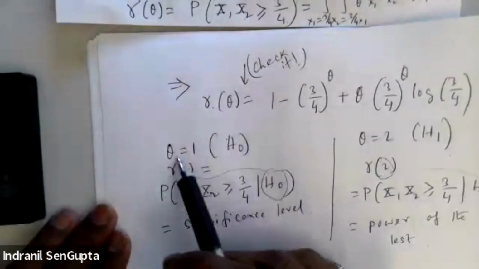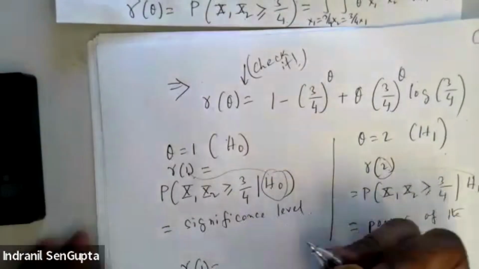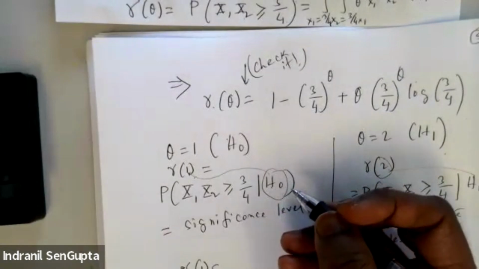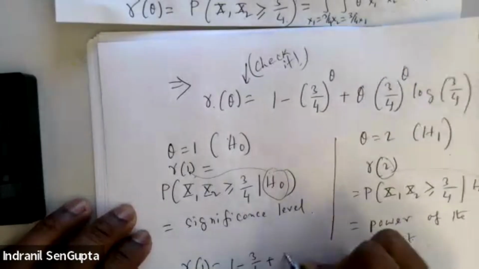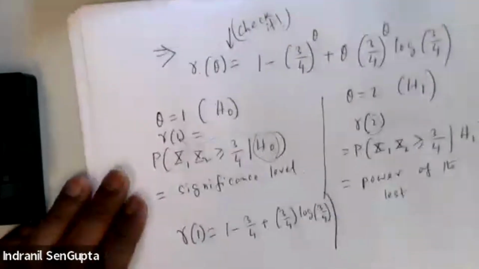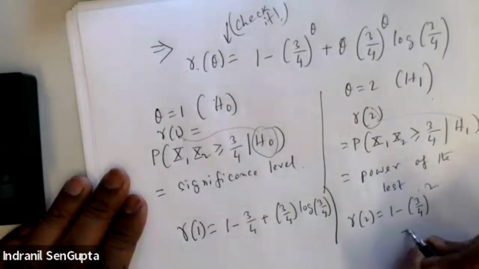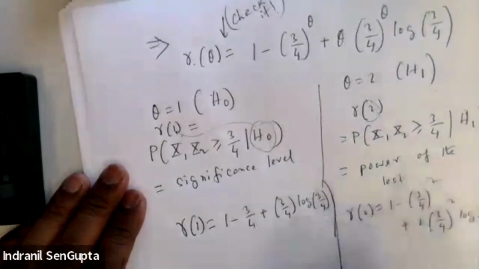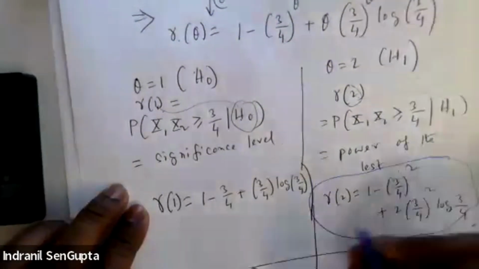Now, we have already computed this longer expression. So gamma of 1 is what we get if I plug in theta equals 1, and gamma of 2 when I plug in theta equals 2. So gamma of 1 is 1 minus 3 over 4 plus 3 over 4 log 3 over 4, and that is the significance level. And gamma of 2 is 1 minus 3 over 4 squared plus 2 times 3 over 4 squared log 3 over 4. So this is the power of the test. Actually, this problem is asking you only to compute this one. So this is the answer.